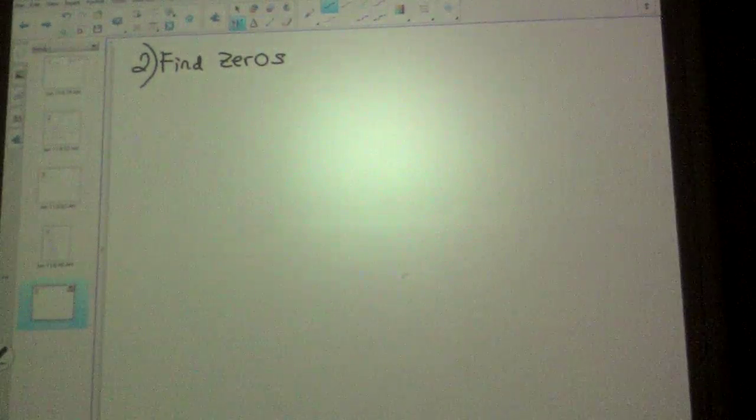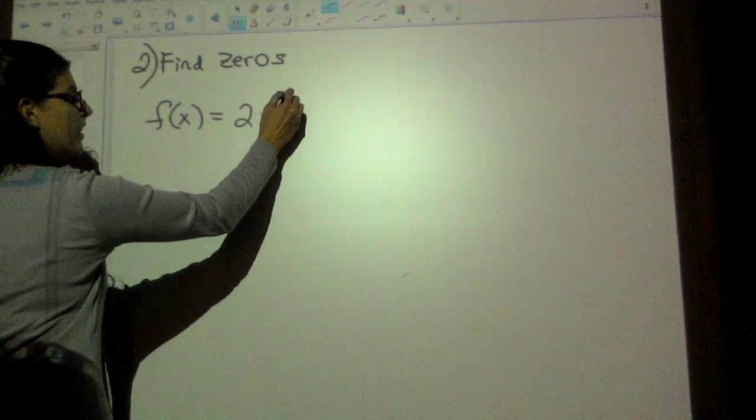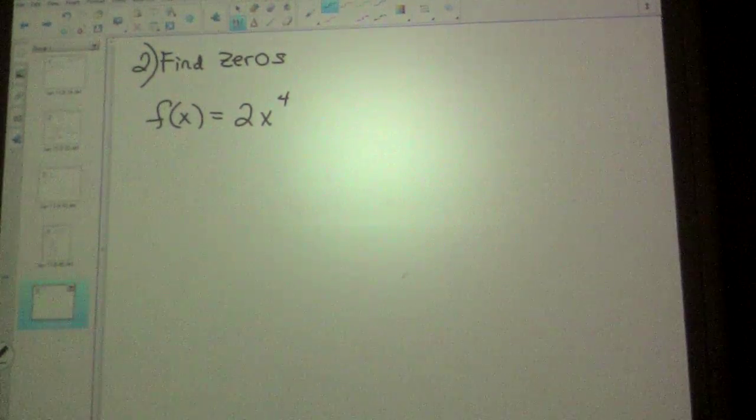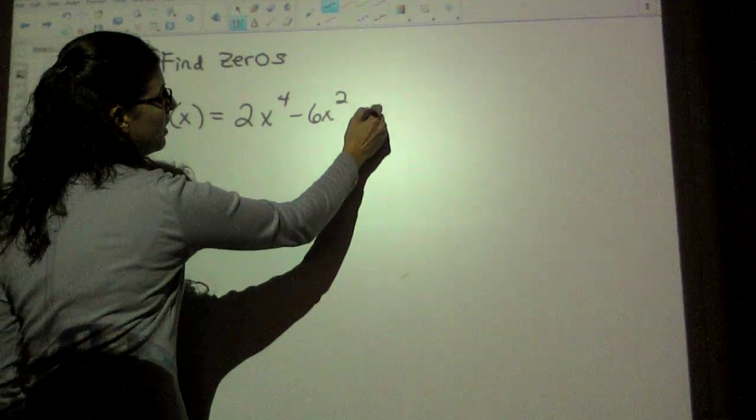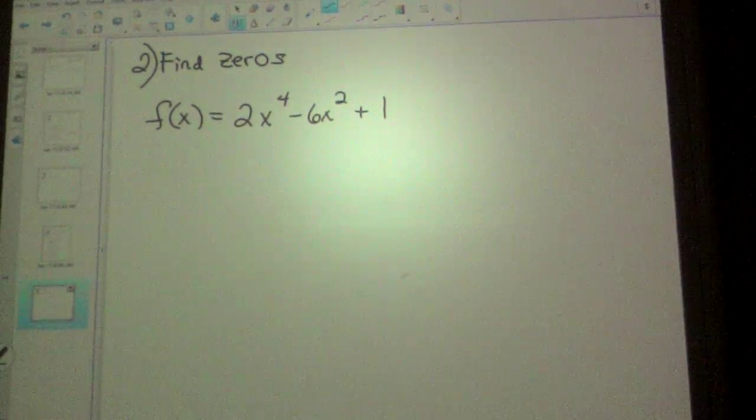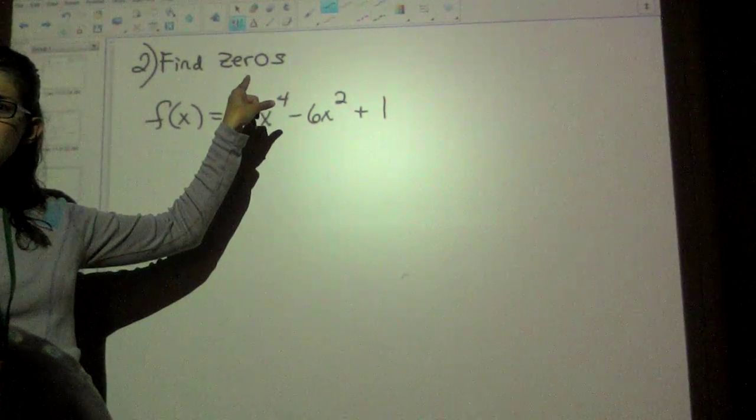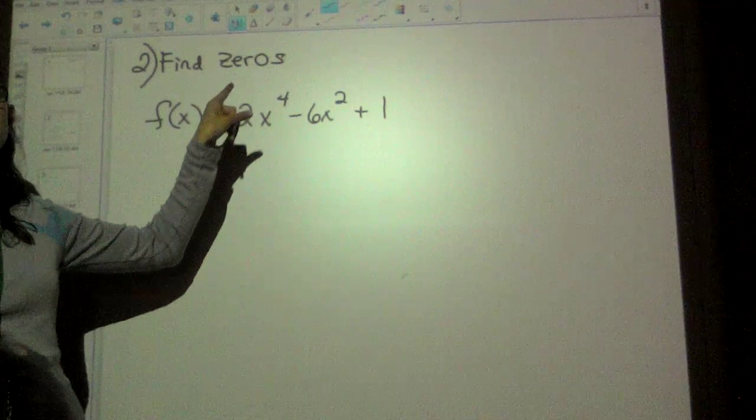F of x equals 2x to the 4th minus 6x squared plus 1. Let me walk through it since we're short on time. This is an x to the 4th graph. I don't know how to factor an x to the 4th. You use the same factoring techniques that you learned in Algebra 1 and Algebra 2. If this looks like a quadratic, except it's an x to the 4th, does that bug you? It'll actually be treated kind of like a quadratic.